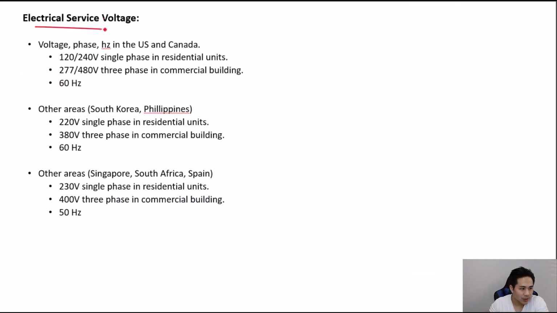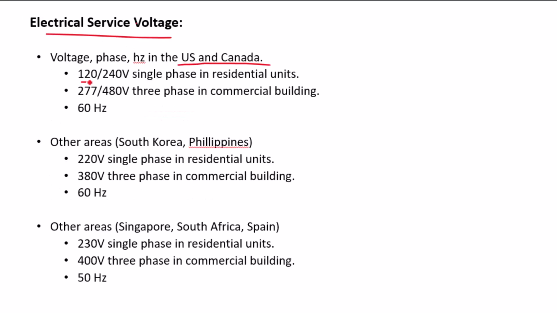The electrical service voltage varies depending on which region of the world you're in. In the US and Canada, the common voltages that you will see in a building are 120/240 volt single phase, typical in residential units, or 277/480 volt three phase, which is typical in commercial buildings. And this is AC voltage. You can also have DC. AC stands for alternating current, and DC is direct current.